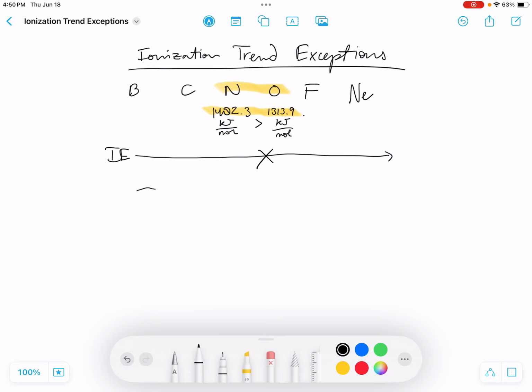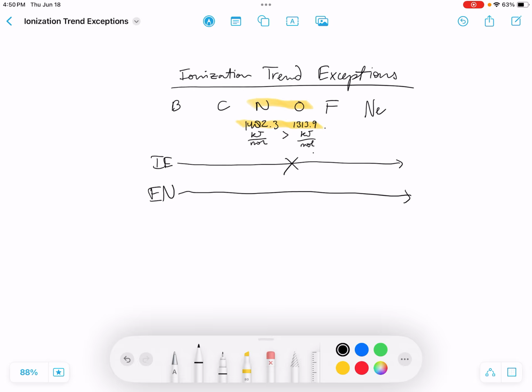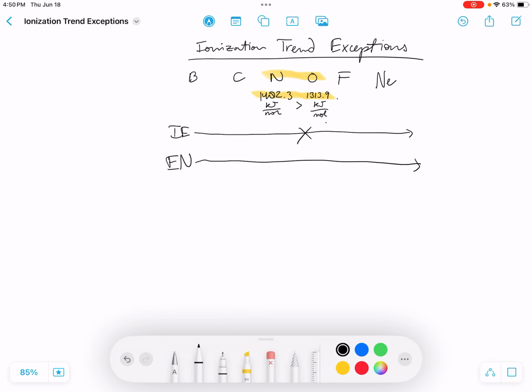Now, as a quick refresher, the reason you'd expect ionization energy to increase left to right is because electronegativity increases left to right, because there's a greater number of protons but the same number of core electrons. So that effective nuclear charge increases, therefore increasing Coulombic attraction and making it take more energy to ionize that electron. So clearly this doesn't paint the whole picture, and to understand it better, we need to look at electron configuration stability.